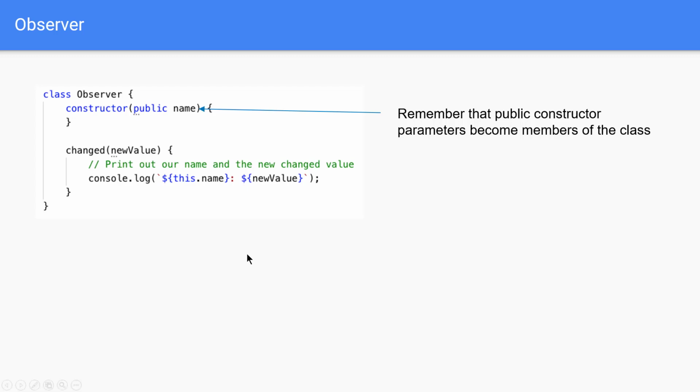The observer object has its data and a change method to respond and do something with the data coming from the subject.